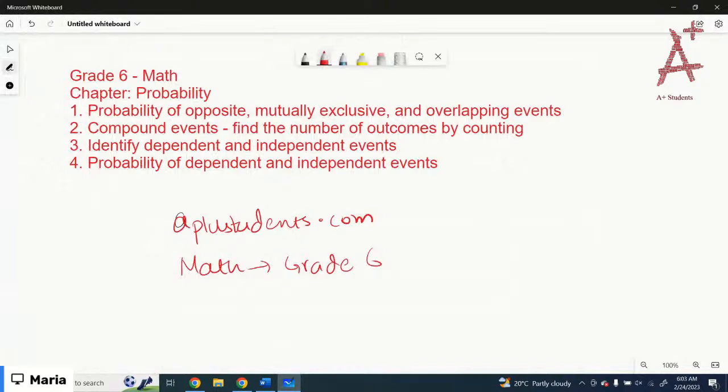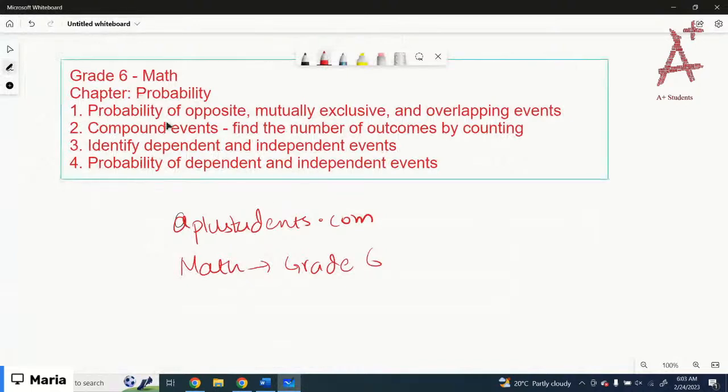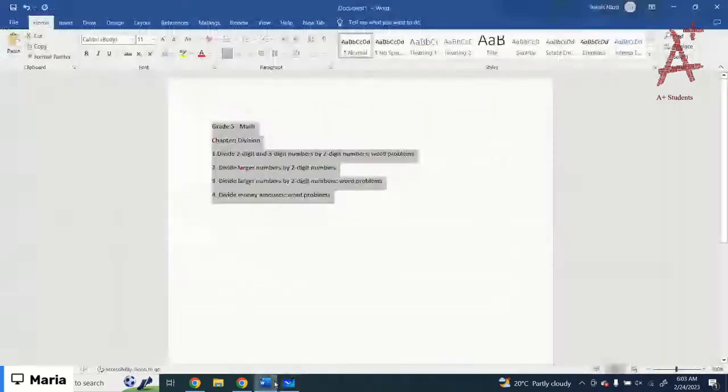And the lessons we're going to cover today are probability of opposite, mutually exclusive and overlapping events, compound events, find the number of outcomes by counting, identify dependent and independent events, probability of dependent and independent events. Let's just start with the first lesson, that is probability of opposite, mutually exclusive and overlapping events.